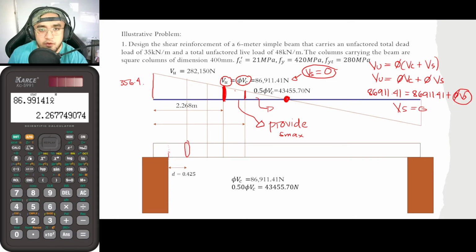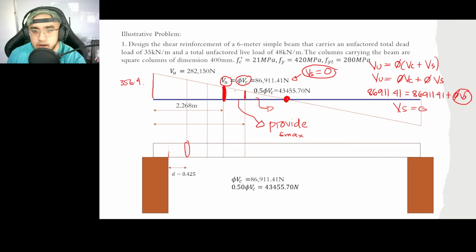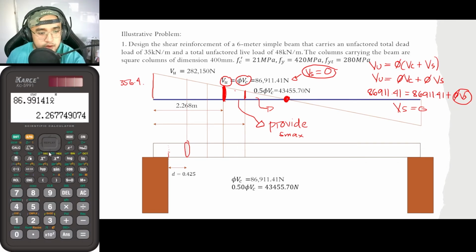So next up, for PVC or 0.5 PVC, that is now equal to, looking at the calculator, where's my calculator? I would now be typing half of it here. So for a shear force of 43.4557 kilonewtons of shear, what is now the value of x?